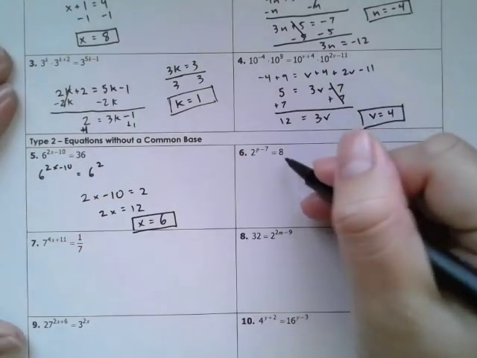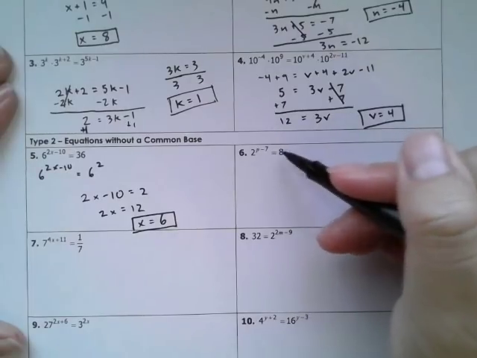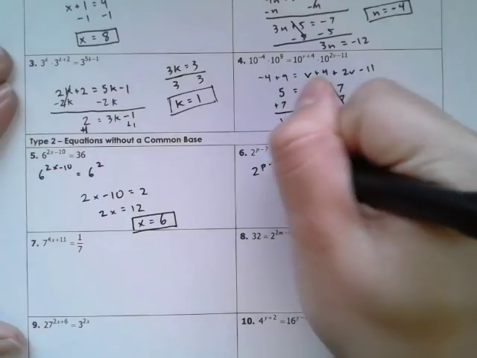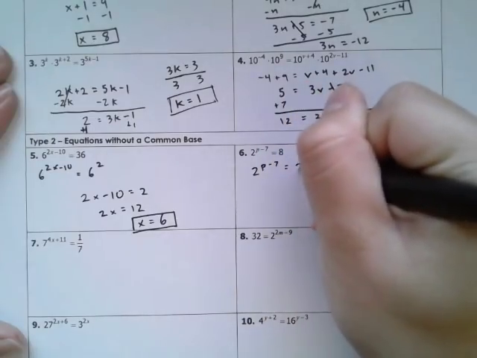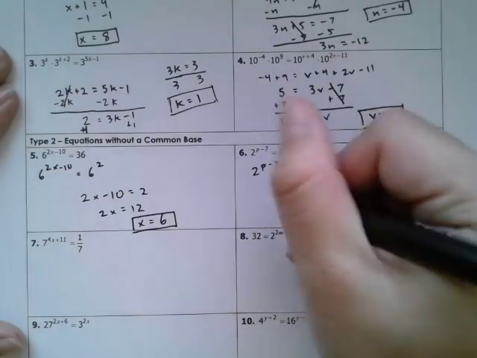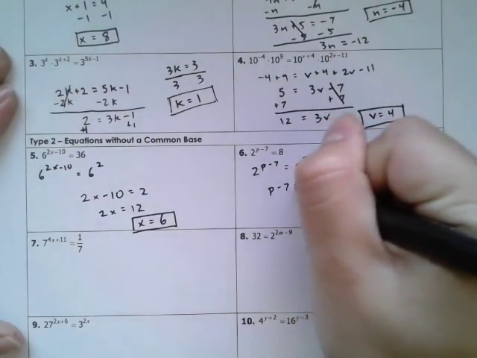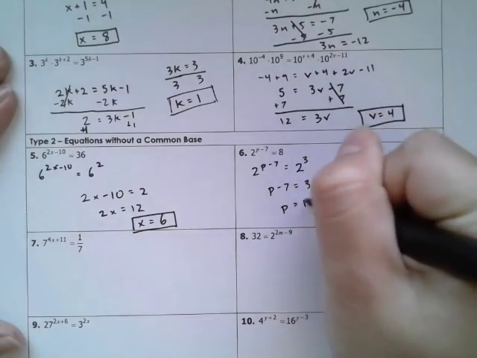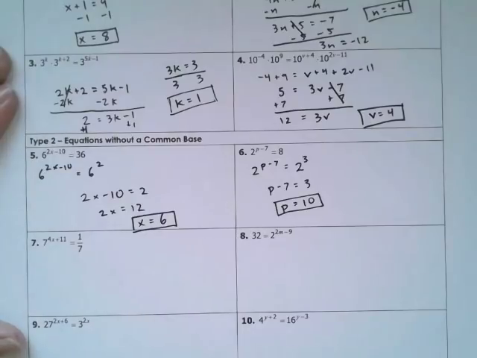Next one, similarly, I can rewrite 8 so that I have 2 to the p minus 7 is equal to 2 to the third. 2 to the third is equal to 8. So drop my bases, p minus 7 is equal to 3, and I get that p will be equal to 10.